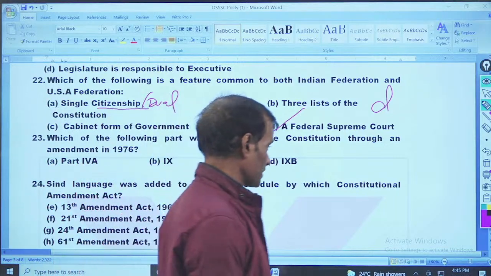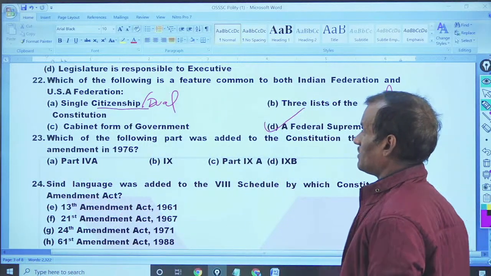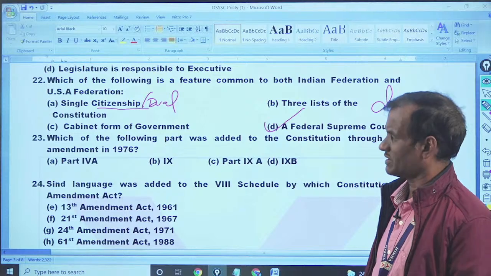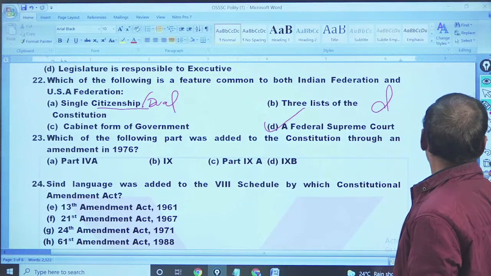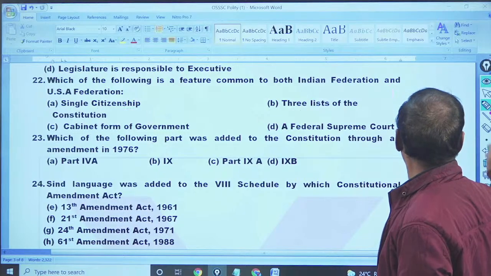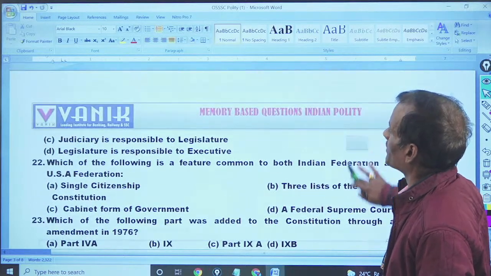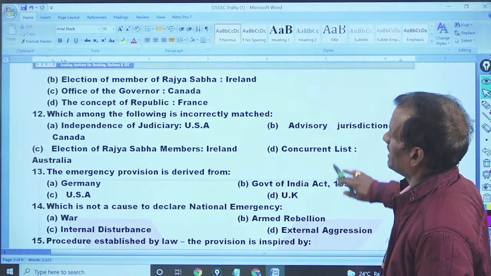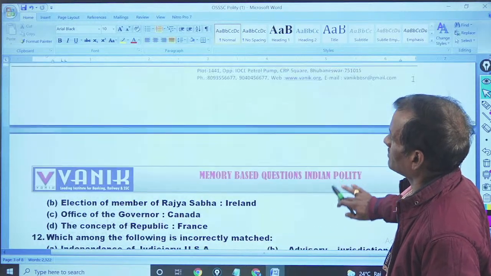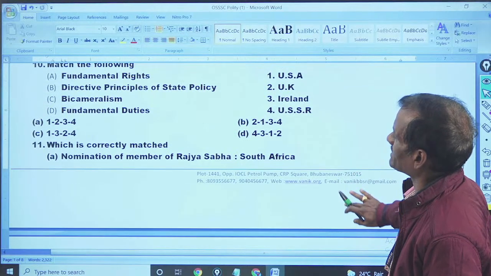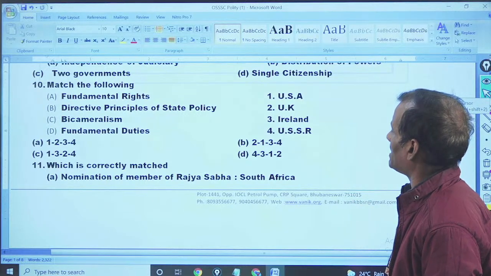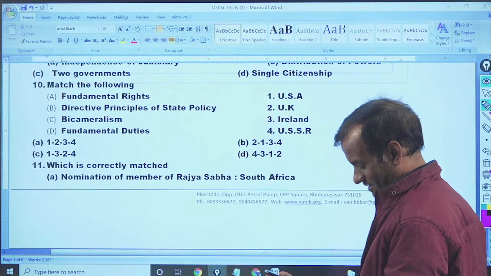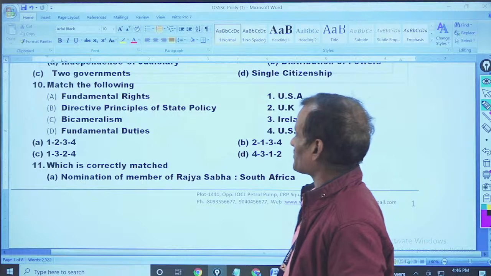Okay, Pavitra. What is wrong in the 10 and 12, 10 or 11? Match the column. Okay, I will check it. Okay, that is D, federal government. So some of your friends have put me behind. Let me check what is wrong in question number 10 or 11. What is wrong? That is right. 10, match the following, fundamental rights USA. Okay. Yes Pavitra, thank you very much for rectifying.